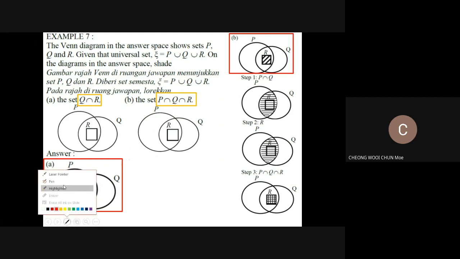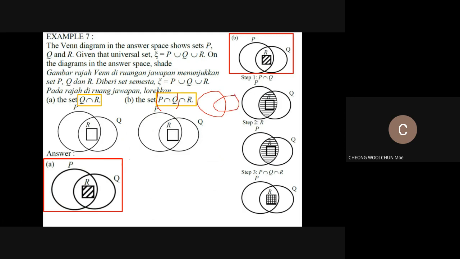Let me write. This part first. We find P intersect Q. So P and Q intersect is here. You see? Then the whole R. Then you can use this method also. This R, this P, this Q. Then R is the whole R.